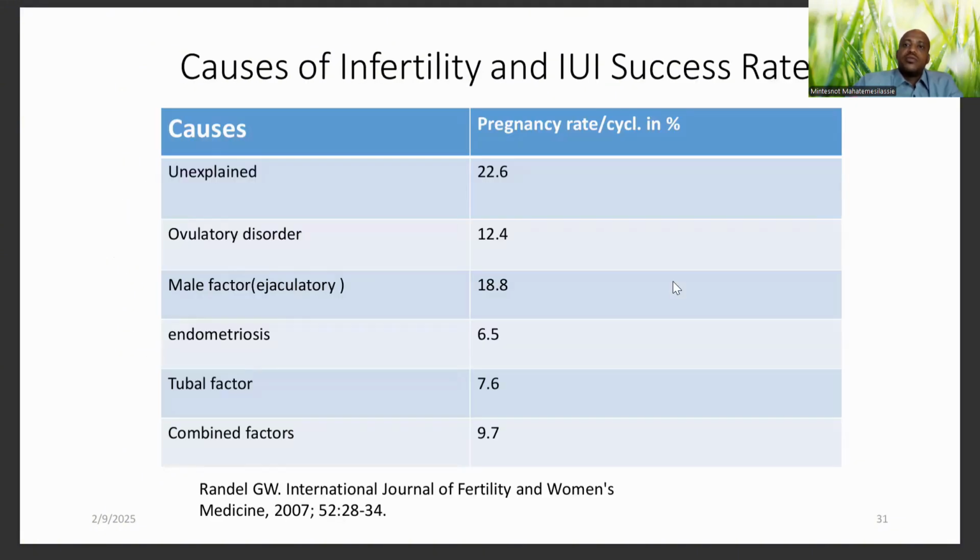The other factor which affects the success rate is the indication. If you have unexplained infertility, if you are a PCOS patient, the success rate is good. In male factor infertility, especially if it is only an ejaculatory problem, the success rate is good. But if the cause of infertility is endometriosis, tubal factor, or a combination of factors, the success rate is low. So you need to advise on other options of treatment like IVF.